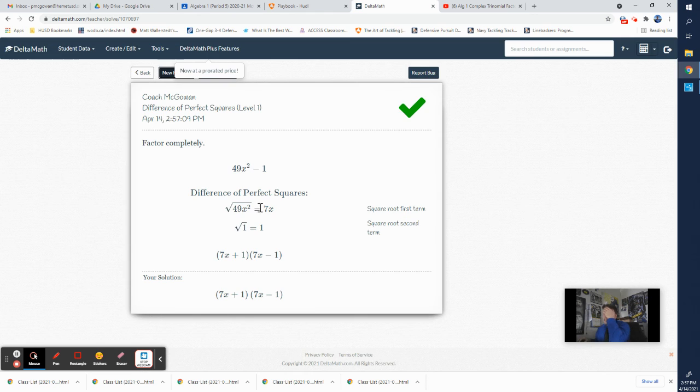Sometimes people have the question of, does it matter which one is which? The answer is no. Remember, with multiplication, the order does not matter, but the signs do. So make sure you have one of them positive, one of them negative, and you'll be good to go with this pattern, difference of perfect squares.